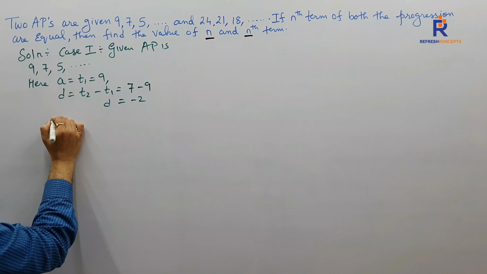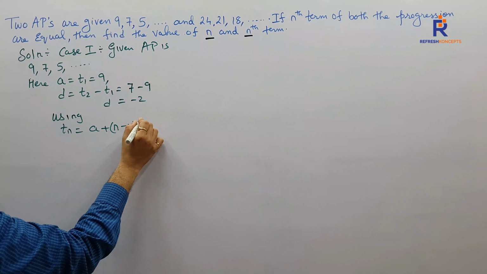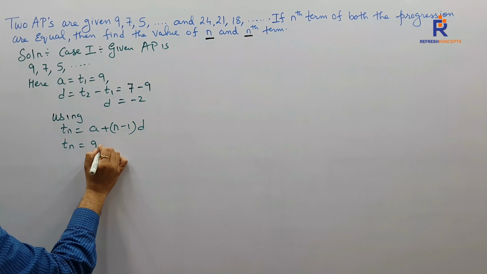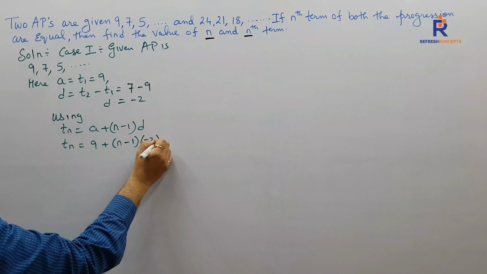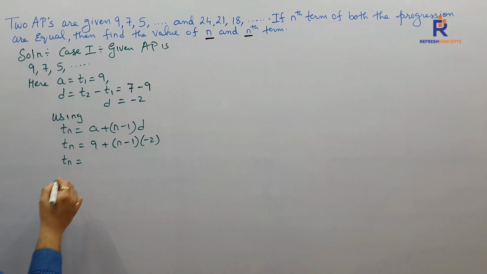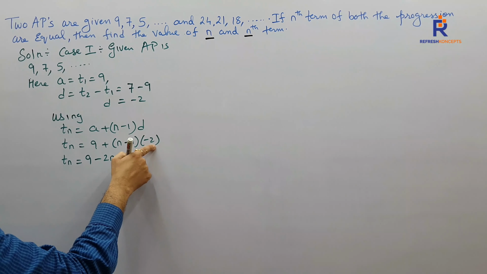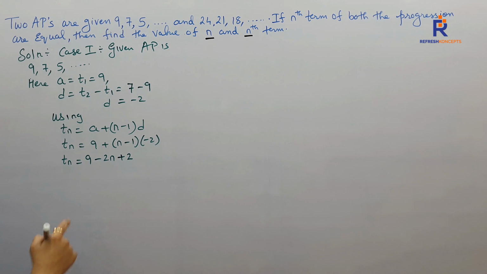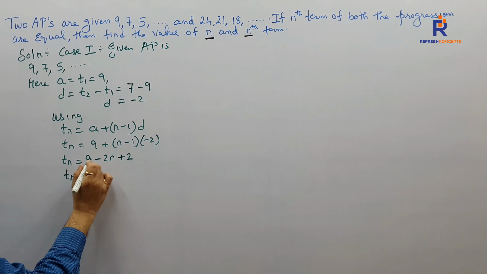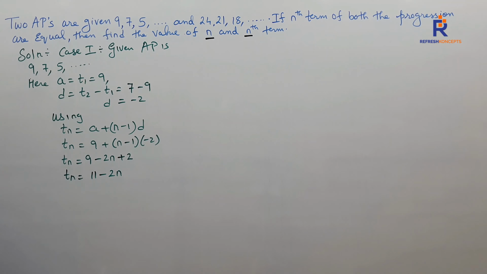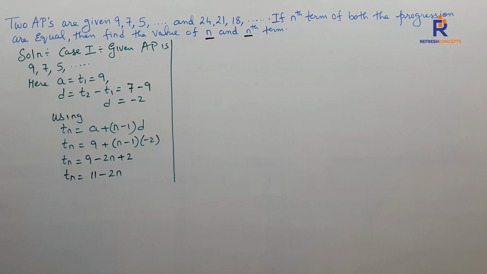Then what is Tn? Using Tn is equal to A plus n minus 1 D, Tn is A, which is 9, plus n minus 1, where n I need to find out, times D, which is minus 2. Opening the bracket, Tn is equal to 9 minus 2n plus 2. So Tn is 11 minus 2n. Let me say this is my equation 1.